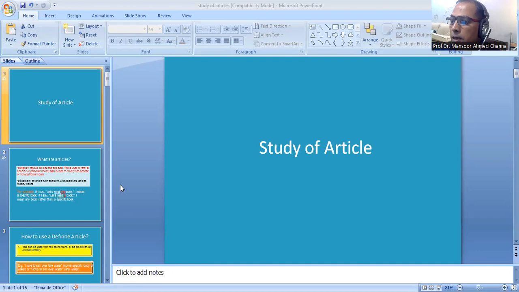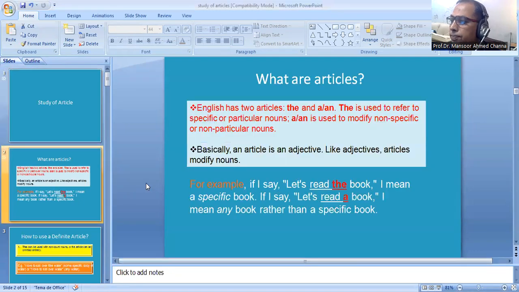Let's study about articles. What are articles? English has actually two articles, the and a/an. The is used to refer to specific or particular nouns. However, a or an is used to modify non-specific or non-particular nouns.